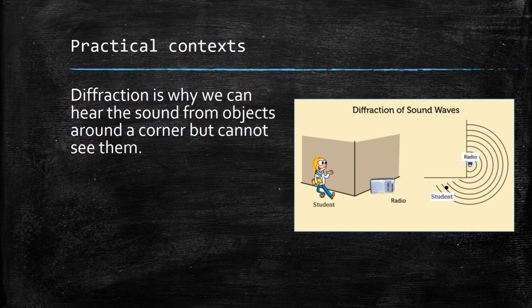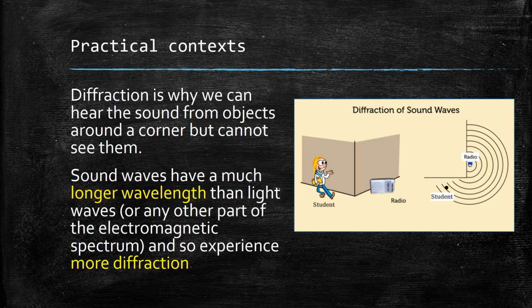However, the student is unable to see the radio because light waves have a much higher frequency and therefore a much shorter wavelength and don't diffract as much. So sound waves have a much longer wavelength than light waves, or indeed any other part of the electromagnetic spectrum, and so experience more diffraction.